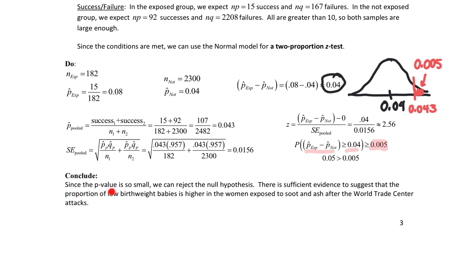And we're going to conclude, since the p-value is so small, we're going to reject that null hypothesis, H0. There is definitely sufficient evidence to suggest that the proportion of low birth weight babies is higher in the women exposed to soot and ash after the World Trade Center attacks. And that's really sad.